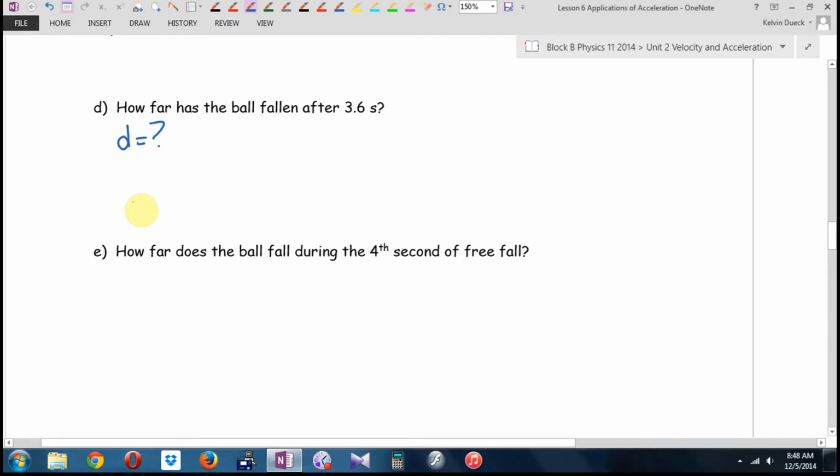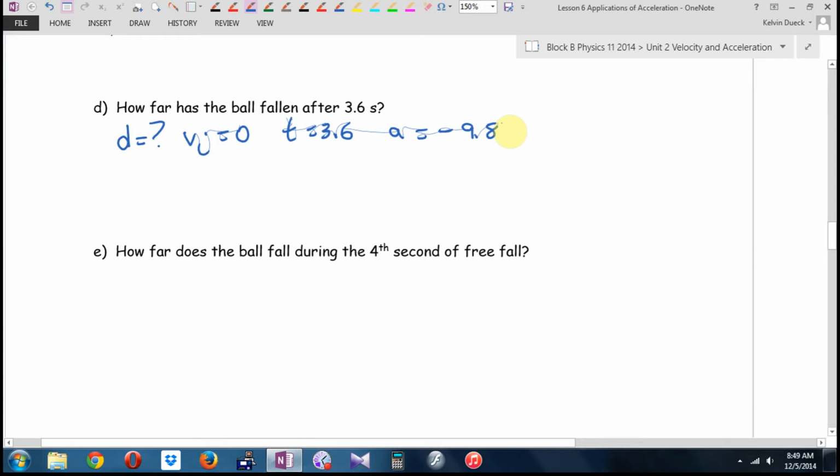Did you guys all turn the page? Then I'm going to re-list. If I was still on the same page, I wouldn't relist everything necessarily. I might just say D equals because I have everything right above. But since we turned the page, we said VI equals 0. We said T equals 3.6. A equals negative 9.8.